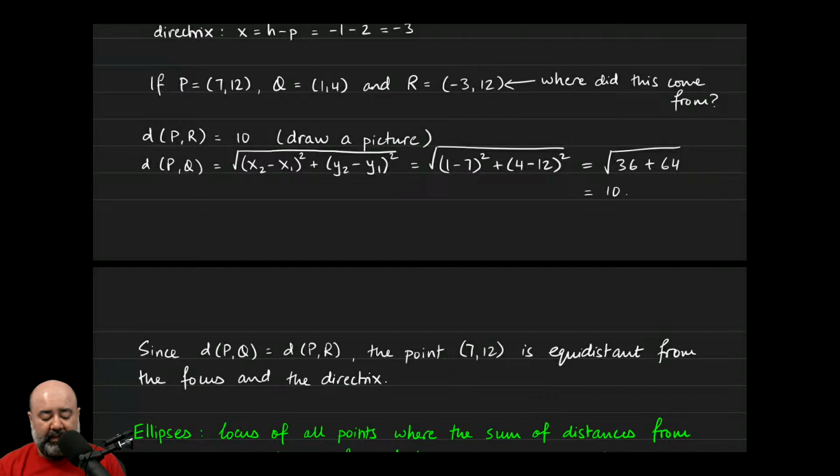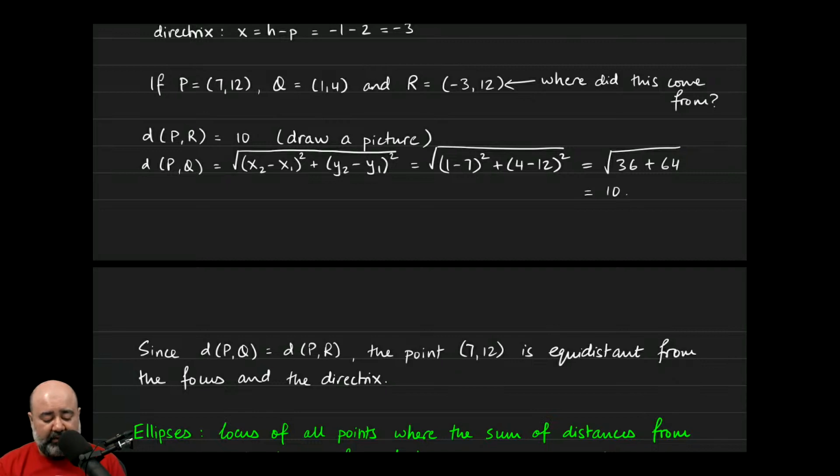Now, for the last part, we needed to verify if this point 7, 12 was equidistant from the directrix and from the focal point. So let's label a couple of things. Let's call this point P, just so that it's easier to talk about it. Let's call the focal point 1, 4 Q, and let's label a new point R as negative 3, 12. Pause this video, take a moment, make a picture perhaps, and figure out where exactly this point came from. It's not a very deep result, but it's something that needs to click for you independently. So I'm not going to give that away. Pause the video, come back to it when you're ready.